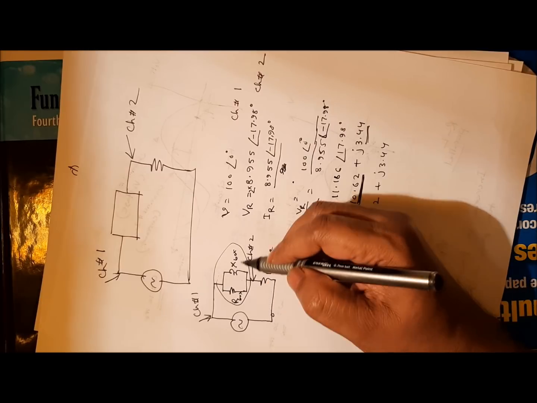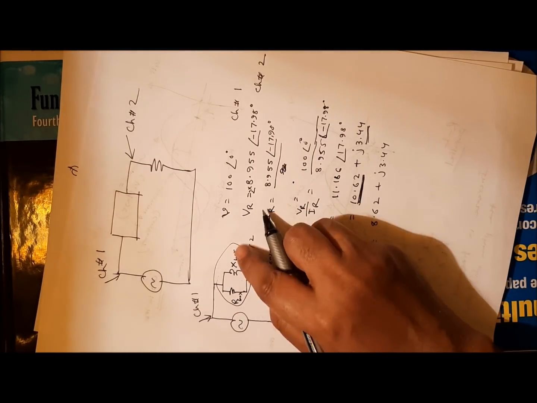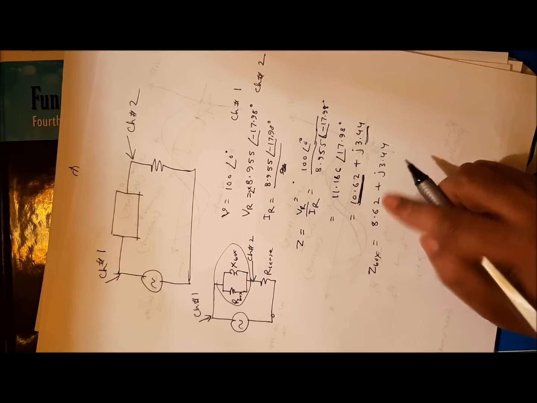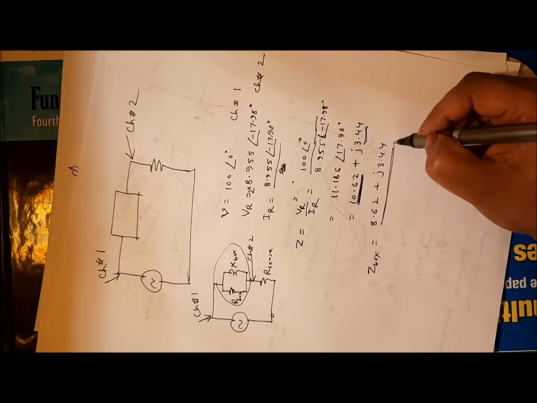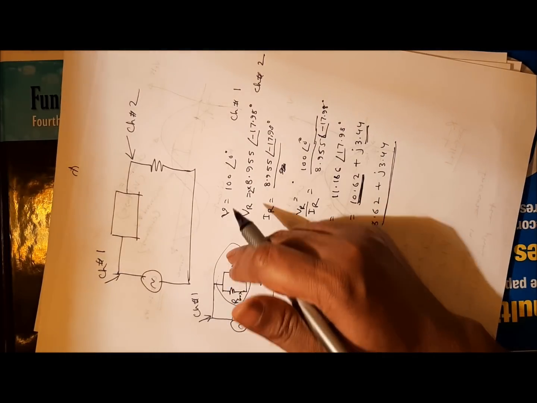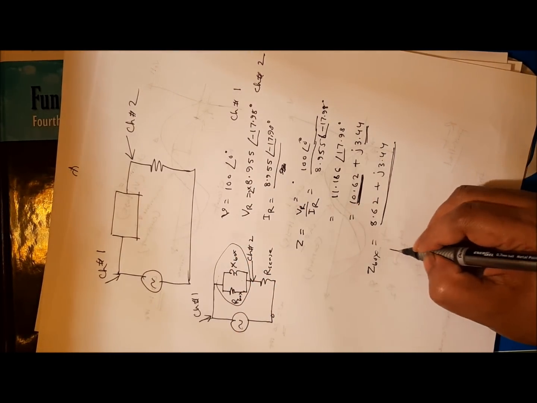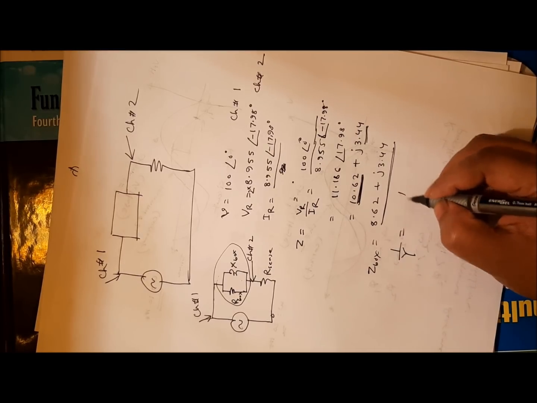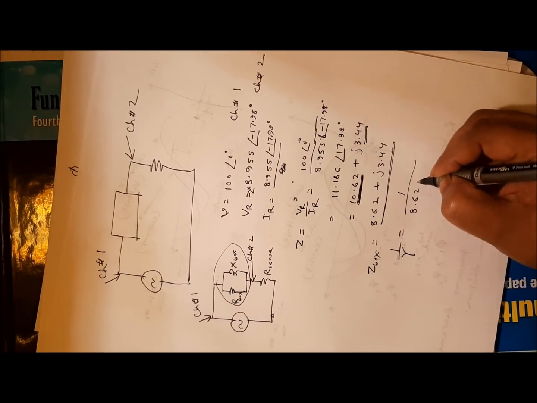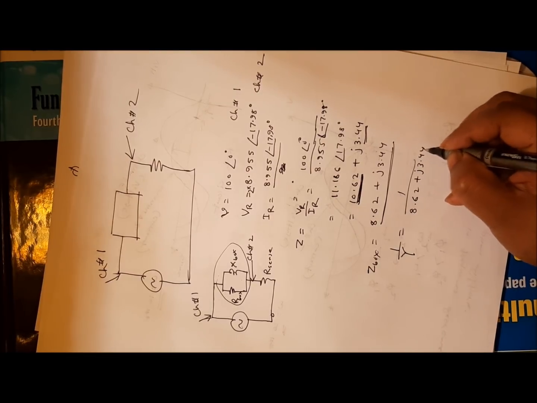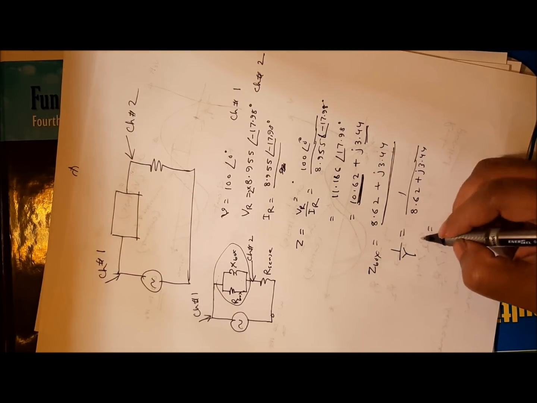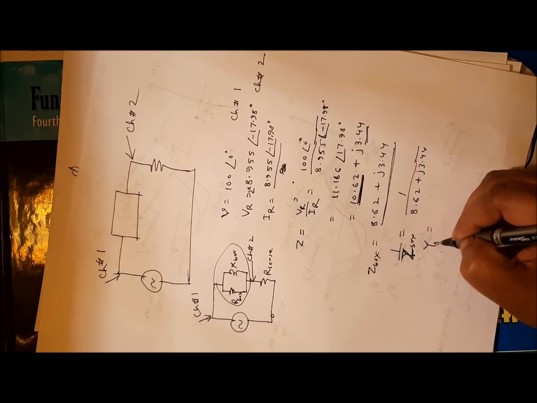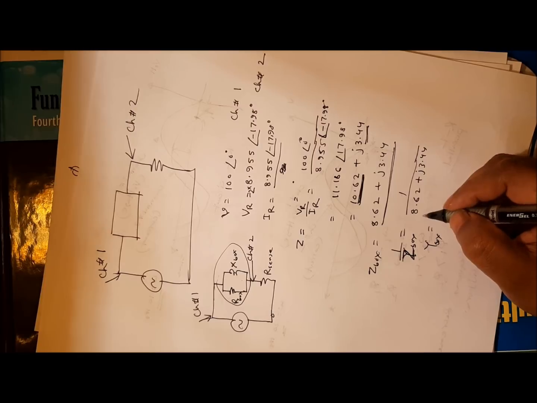Now you need to find R and X. They are in parallel, not in series. The combination here shows series, but you will get the parallel. So what you have to do is invert this value: 1 over 8.62 plus j3.44. If you invert Z box, you will get Y box.